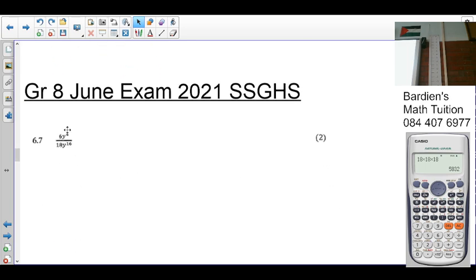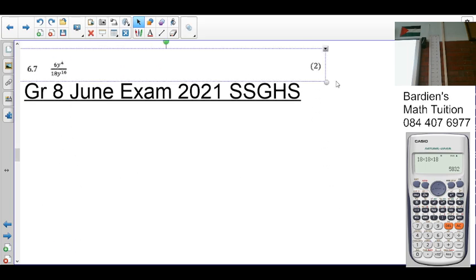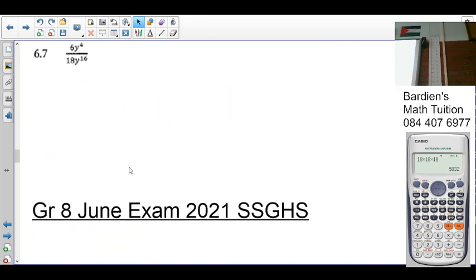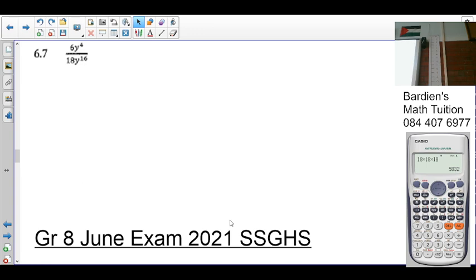People, let's go. 6.7. Here's the y. 6 going into 6, 1. 6 going into 18, 3 times. It's 1 over 3. Where are the more y's, on top or the bottom? Bottom. 16 minus 4? 2. Right. Next.